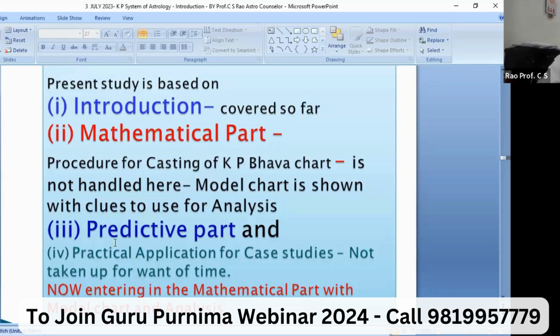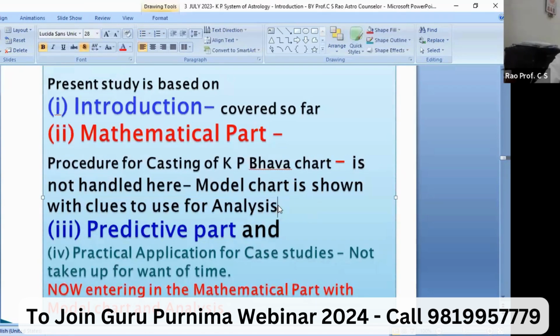Now, model chart is not dealt with here for analysis, for want of time. Anyway, I have given model chart methods and model chart preparation in my book also. My book is on stellar astrology and the KP system with application of the Vedic astrology system. Anyway, I'm not advertising that now. I'm not supposed to advertise here. You can know that model.